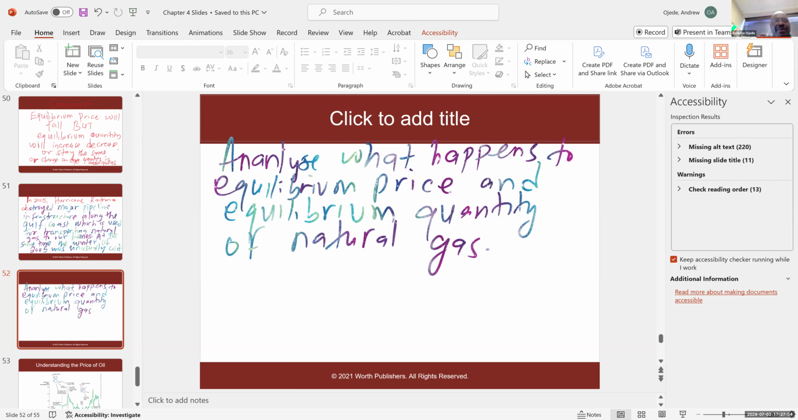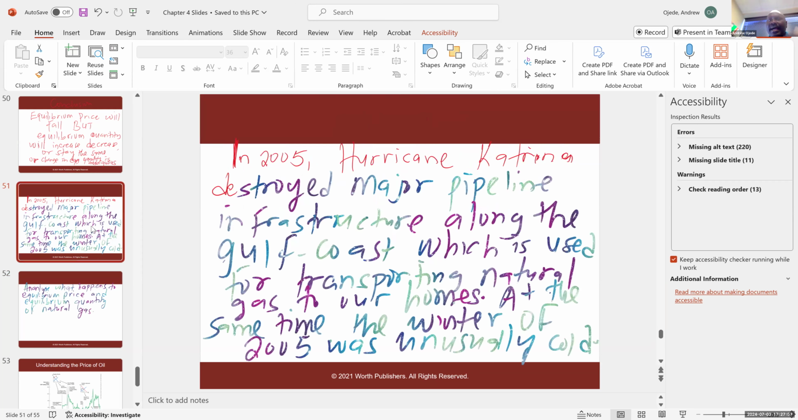Okay, so you know two things are happening at the same time. The hurricane hit and destroyed major pipeline infrastructure along the Gulf Coast, which is used for transporting natural gas. So that affected the supply of natural gas to our homes. That's going to lead to a decrease in the supply of natural gas because pipeline infrastructure had been destroyed. But at the same time, the winter of 2005 was unusually cold, meaning that the demand for natural gas, people are demanding more gas for heating their homes. See that? So here are two events happening at the same time.